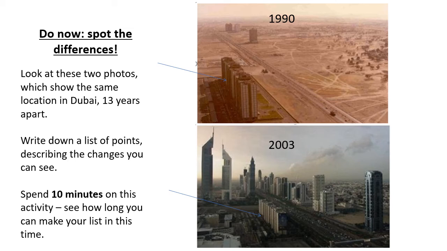First thing I'd like you to do is this do now on the board right now. Spot the difference. You have a photograph from 1990 of Dubai and you have a photograph of 2003. You'll notice the arrows pointing to the same tower block row. Those are exactly the same buildings, but I'm sure you'll notice that everything around them has changed significantly.